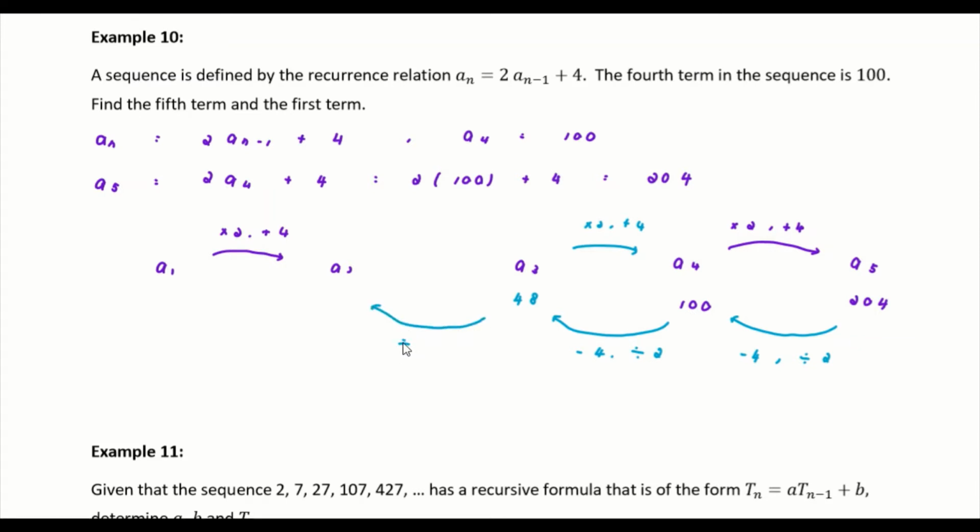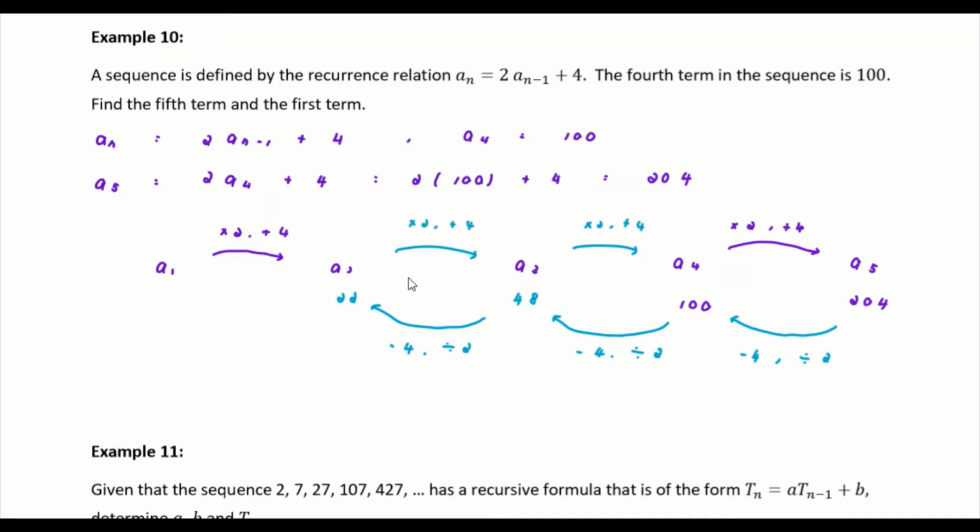So divide by, how come I keep on saying divide 4? Okay, minus 4 and divide 2. So in this case, 48 minus 4, we get 44. 44 divided by 2, we get 22. Okay, so same thing if you want to check. Times 2, we get 44. 44 plus 4, that gives us 48 as well. So that's why that's correct.